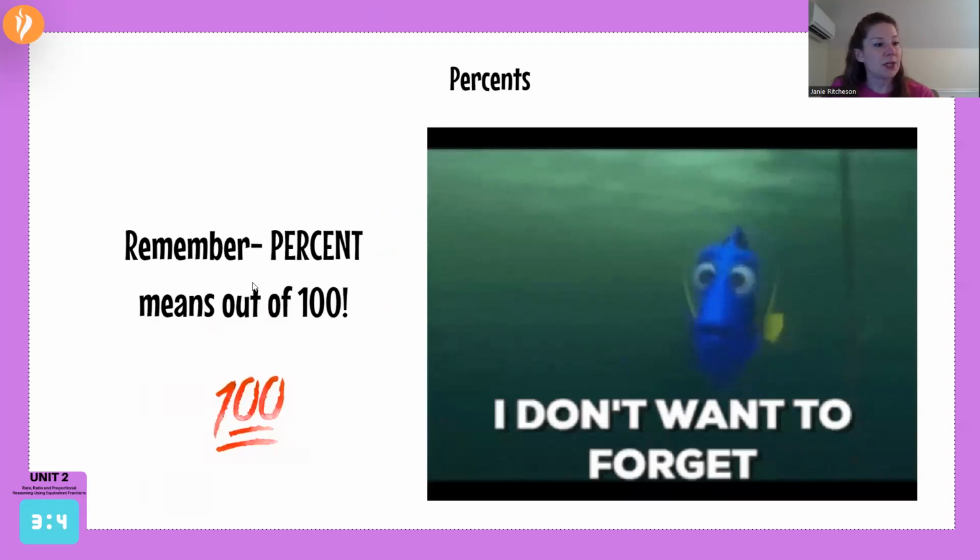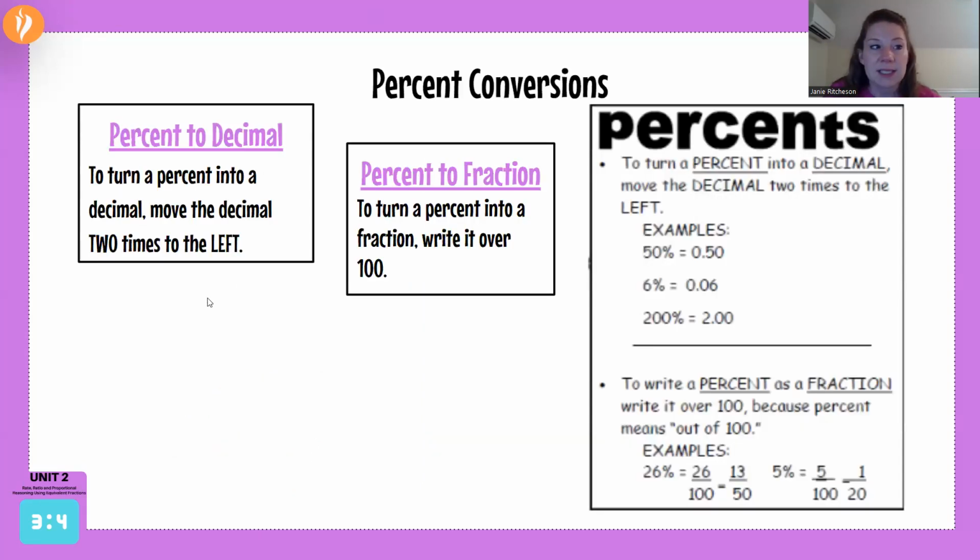All right, there's Dory. She does not want to forget. So a reminder, percent means out of 100. That's what a percent is, a number compared to 100. So if we're going to go from percent to decimal, this time we're moving our decimal 2 places to the left. In other words, we're dividing by 100. So we have 50%. If you don't see the decimal, it's sitting at the end, behind it or to the right of it. So 50% as a decimal, we move that decimal 2 places to the left and we get 0.5. So 0.5 and 0.50 is the exact same number.